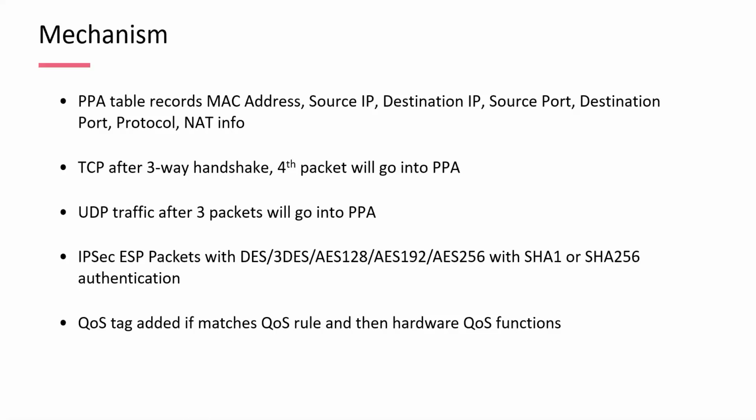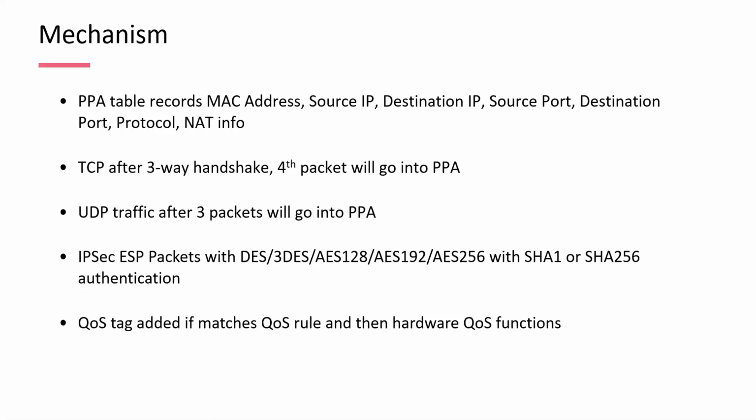The TCP traffic will be accelerated after the three-way handshake is completed, so the fourth packet will go into the PPA. UDP traffic is after 3 packets, so the third packet will go into the PPA. And IPsec traffic, as I mentioned, if it's ESP, and also with any of those protocols. That means AH mode isn't supported, but IKEv1 and v2 can both be accelerated. But what can't be accelerated is NAT traffic. So if it's IPsec where the router's behind NAT, where NAT traversal is taking place, then the hardware accelerator can't accelerate that IPsec traffic.